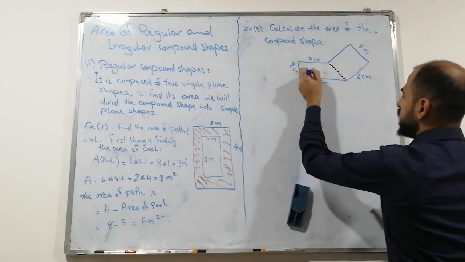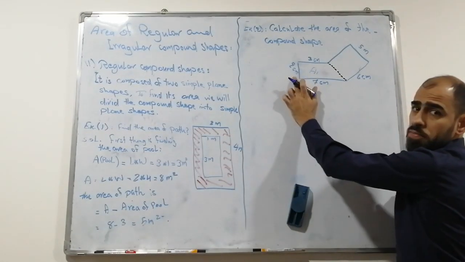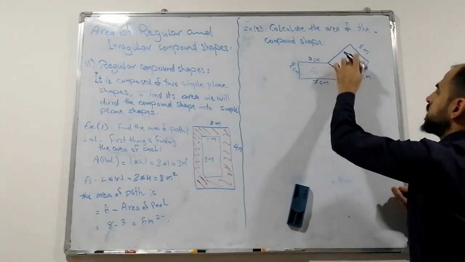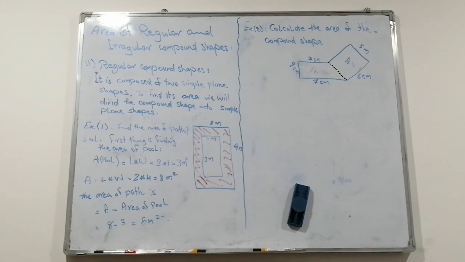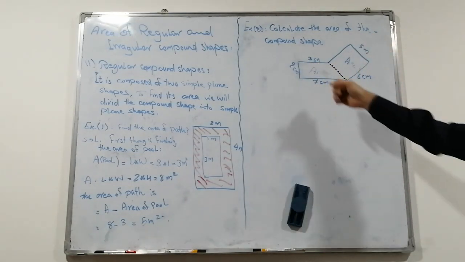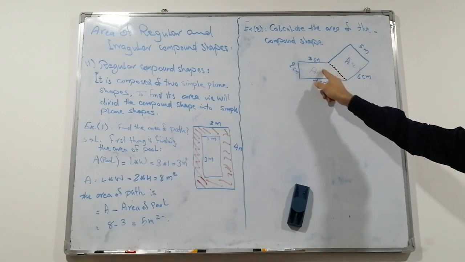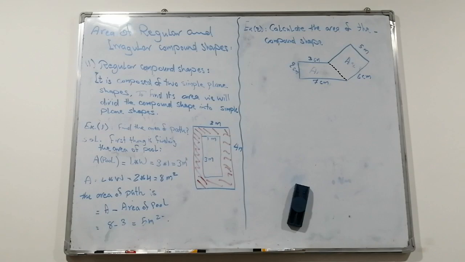The first one, let's say A1, is the first shape, which is a trapezoid, right angle trapezoid. The second one is a rectangle. Let's name it A2. So to find the area of the whole shape, we will find the area A1 and the area A2, and we will add them for the result.